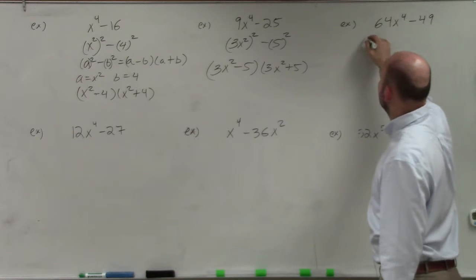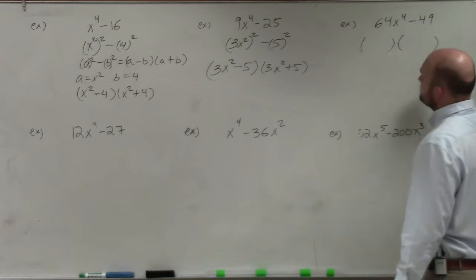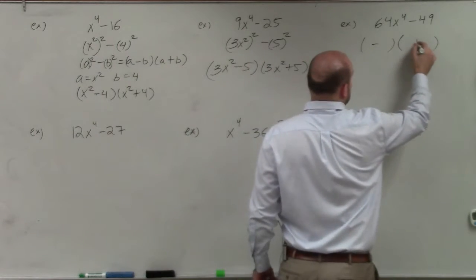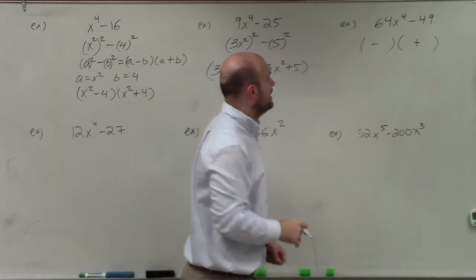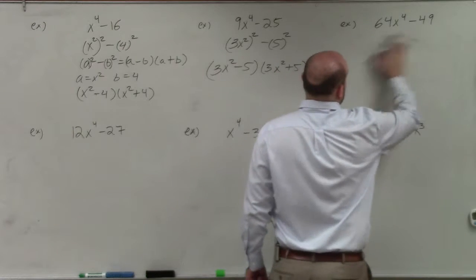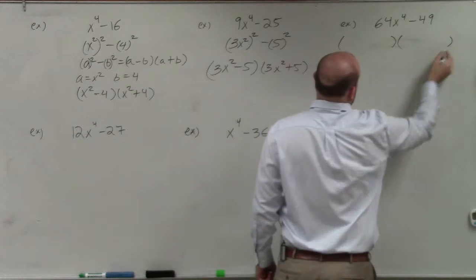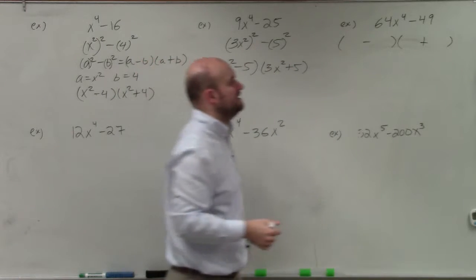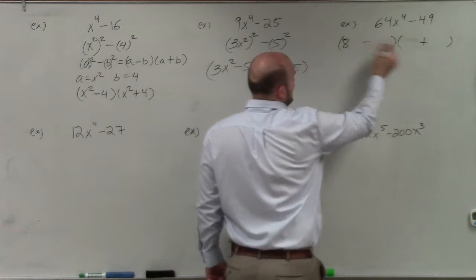And basically another way of looking at this is, I know this is a difference of two squares. So I have a minus and a plus. I see this is a difference of two squares. What two numbers multiply to give me 64? Well, that has to be 8 and 8.